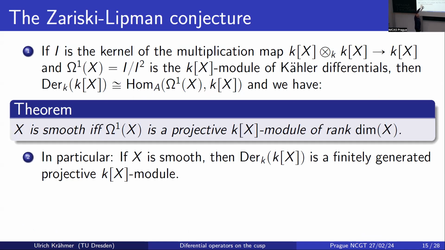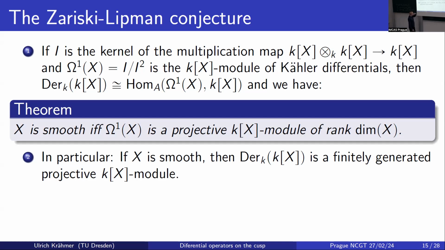So if capital I denotes the kernel of the multiplication map of my algebra, so it's a commutative algebra, the multiplication map from KX tensor KX to KX is an algebra map. It has a kernel, call that I. Take I mod I squared. That's the so-called Kähler differentials. It's the algebraic analog of differential one-forms on my space.